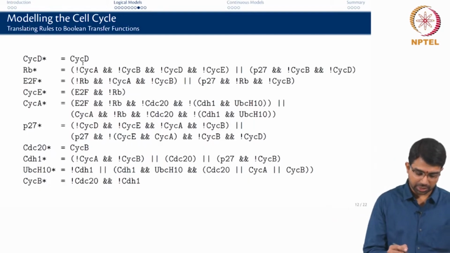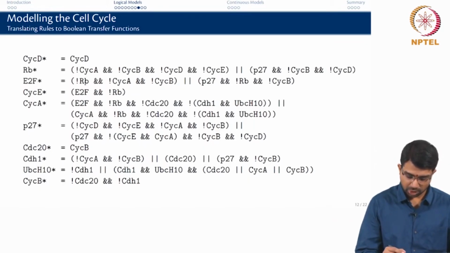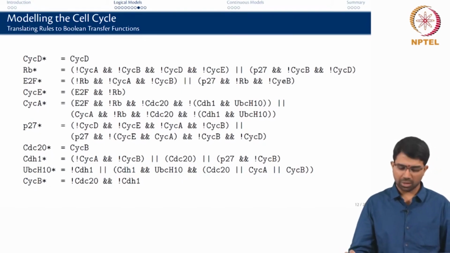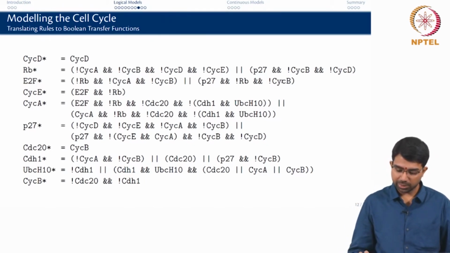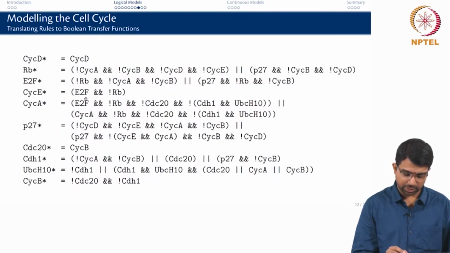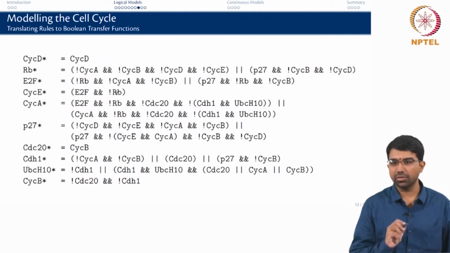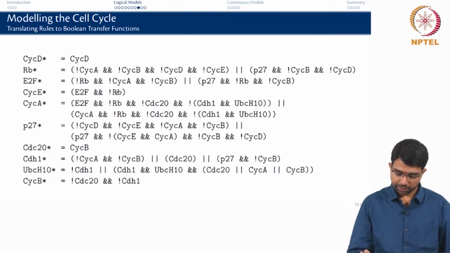So, cyclin D star is cyclin D. So, E2F star is not RB and not cyclin A and not cyclin B, or P27 and not RB and not cyclin B. So, this is or let us look at cyclin E, that was the simpler rule. So, it requires the presence of E2F and the absence of RB, right.